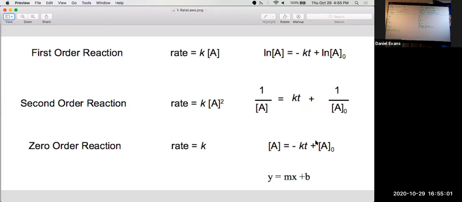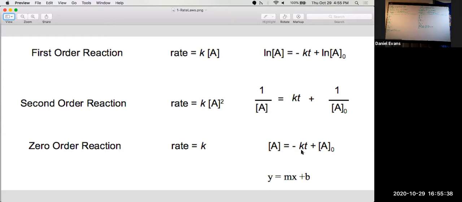integrate those rate laws. So these rate laws in the middle column, we can call them differential rate laws. The rate laws in the right column are the integrated rate laws. So when we have a zero order reaction, concentration equals minus kt plus the initial concentration. So that is our integrated rate law for a zero order reaction.